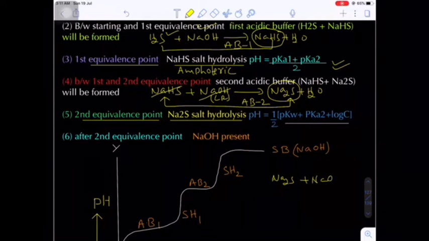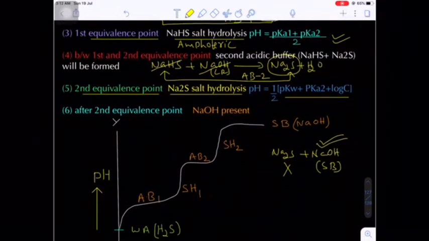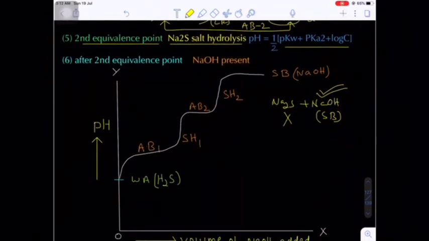Now after the second equivalent point, Na2S will be present in the solution, as well as you are adding the NaOH, which is a strong base. So we have to consider the pH of the solution regarding the NaOH, and we should not consider the salt hydrolysis. Just now I told you in the previous case.